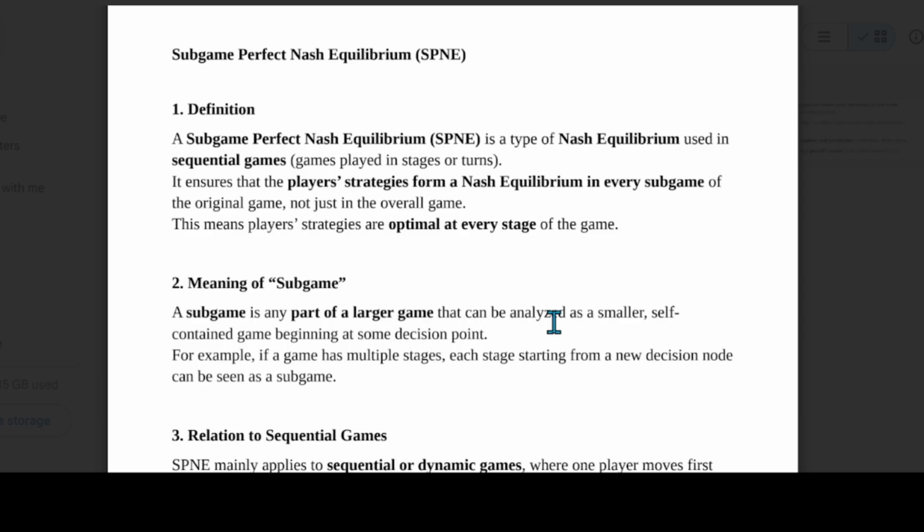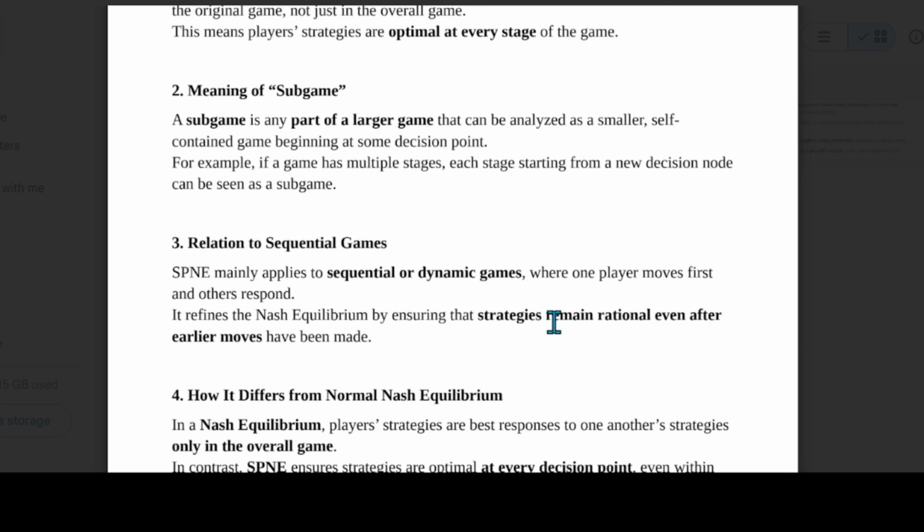ठीक है, now what is the meaning of the word subgame? ठीक है, subgame means क्या? Subgame is a smaller part of the big game. ठीक है, sub is basically it means like जैसे sub बोलते हैं तो it means that it is under something, right? In a hierarchy it is under something. So that is also what subgame means here. Subgame is smaller part of a larger game.